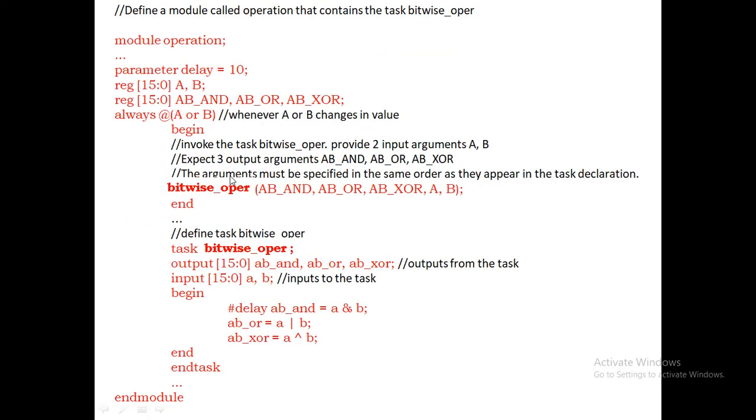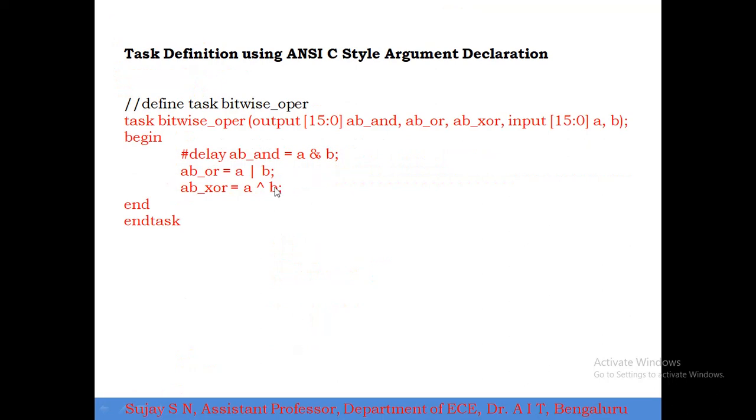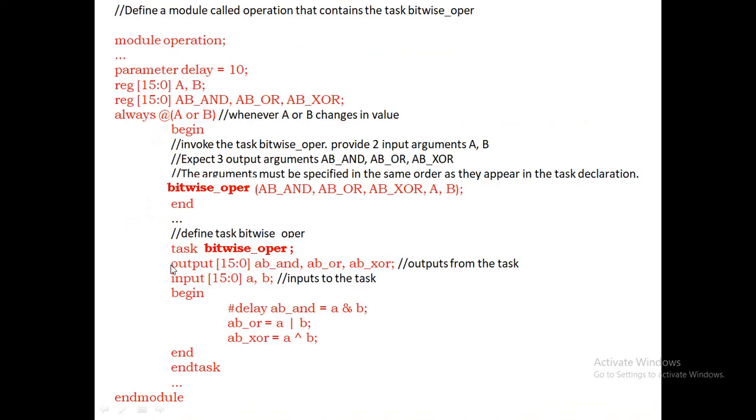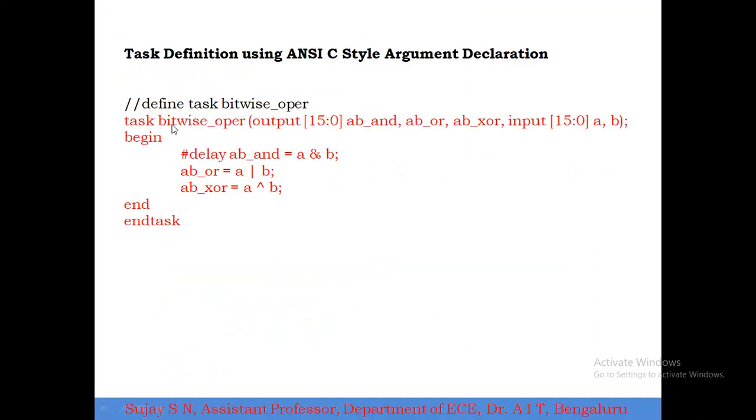After that amount of delay, a and b, a xor b, a or b. Here also a and b, a xor b, a or b. Okay, this is how we can write it using ANSI C style. This is just the task declaration, the output and input arguments declaration. We can replace this particular code in place of this. It is the same. Here we wrote the output and input arguments separately, but in ANSI C style, within the task definition itself we declare the inputs and outputs.